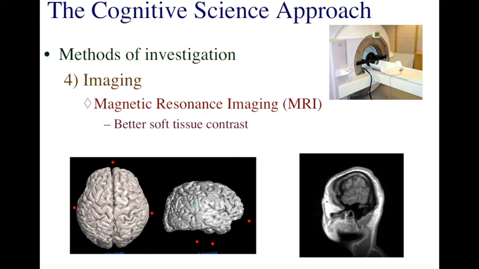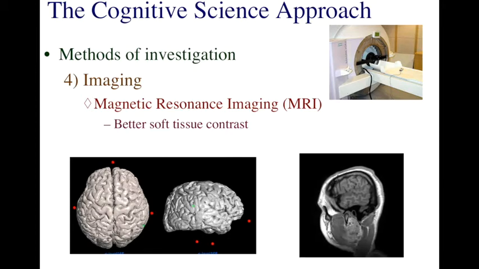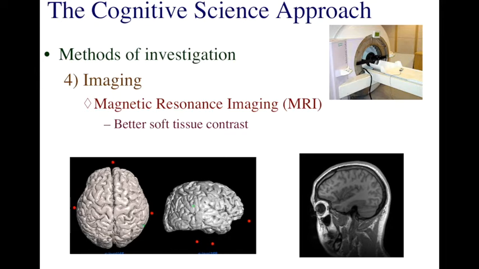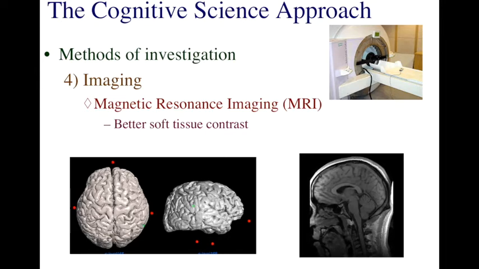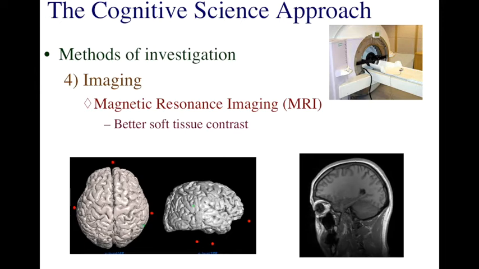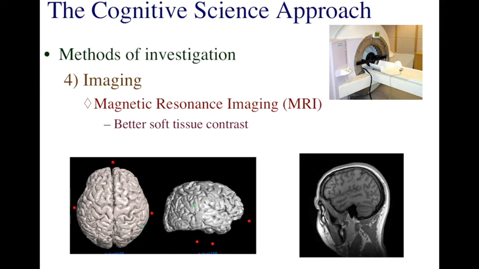And just like CT, you can also take slices. These are vertical slices through a brain, and neuroscientists can use this to search for tumors in the same way they might use a CT scan.